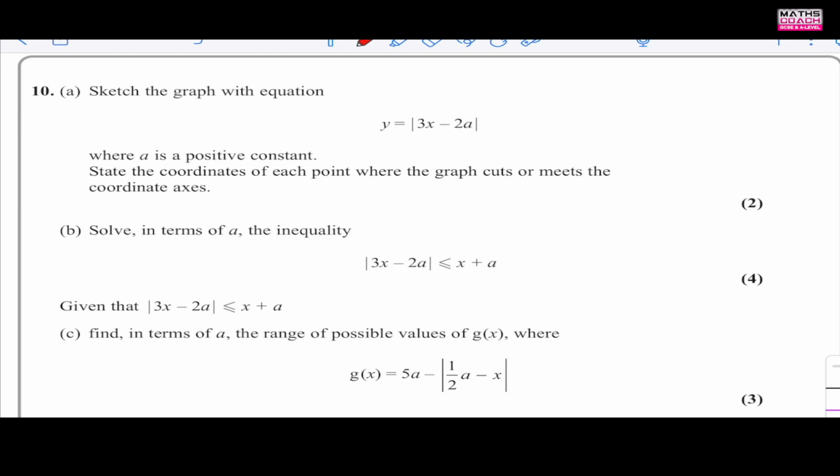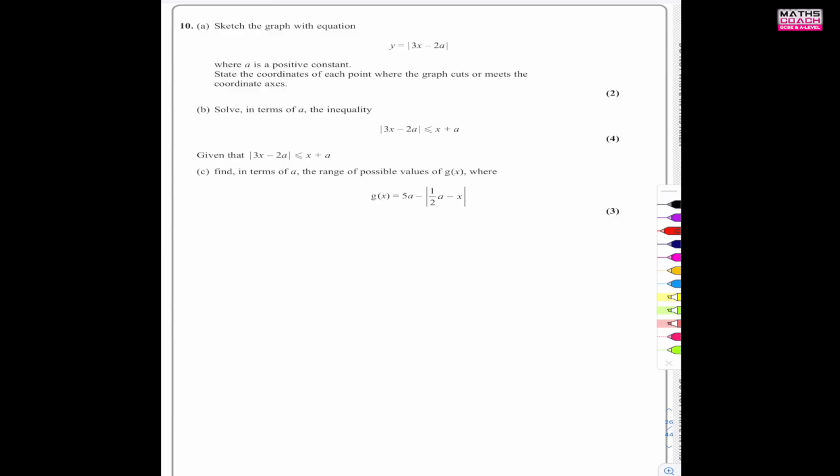So first part, question A: sketch the modulus graph given. If you look at what's inside the modulus, it's 3 times x minus 2a. In order to see what happens to the original graph, which is the modulus of x, let me just write this out first. So modulus of 3x minus 2a.